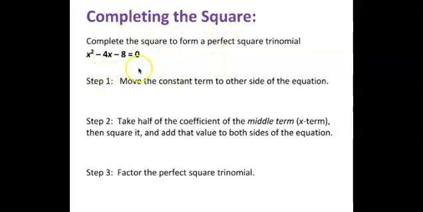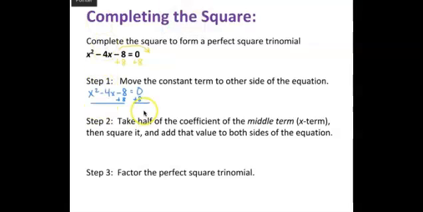So here are the steps. The first step is we're going to move the constant term to the other side of the equation. We want the constant term to be all alone on one side of the equation, and the x squared and the x terms to be on the other side. So let's do that. We need to move this negative 8 to the right side. In order to do that, we're going to add 8 to both sides of the equation. So this is step 1.